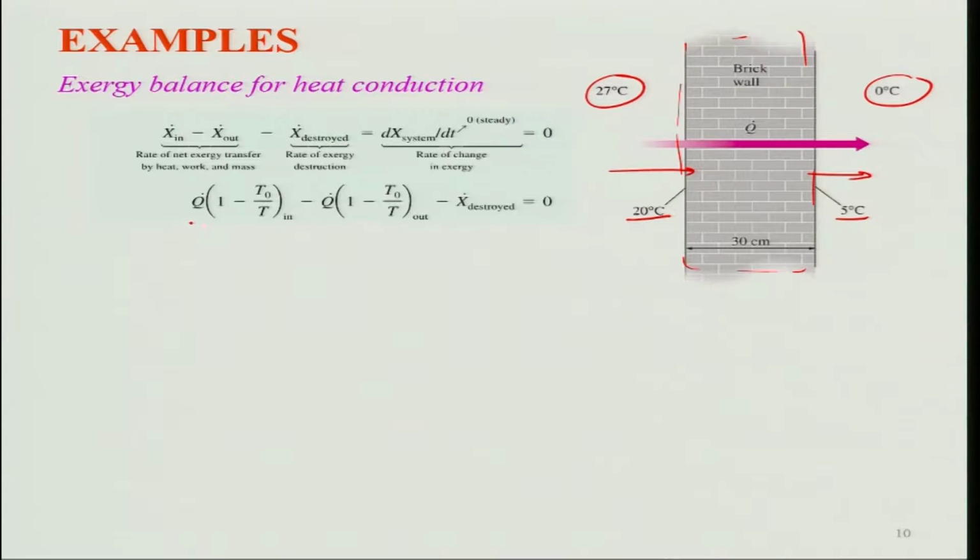So that means the contribution of exergy in and out is due to the heat only, that is written in this form. Then you have this X destroyed. For the steady state condition, this would be 0, and then X destroyed can be directly calculated. So this would be your exergy destroyed within the system.